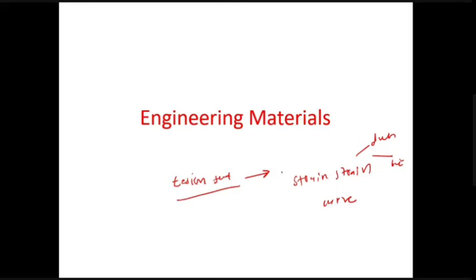So basically, from this tension test, we get the stress strain curve for ductile and brittle material. And from this curve, what do we obtain? We obtain the mechanical properties of a material. Which mechanical properties do we obtain? Like strength, ductility, toughness, etc.